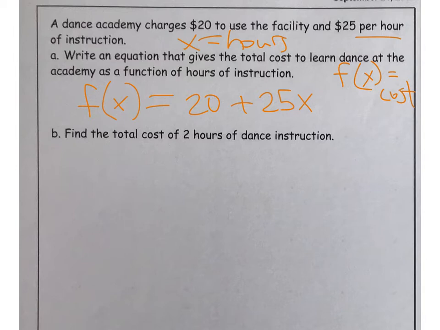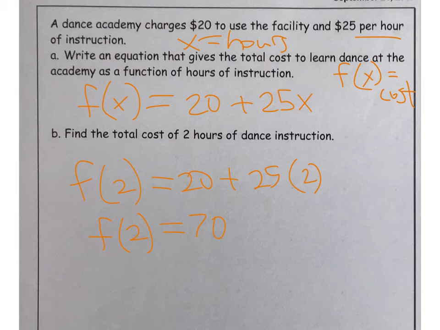So now to figure out the total cost of 2 hours of instruction, that would be the function's value when it's 2, so 20 plus 25 times 2. For 2 hours, that's going to be 50 plus 20, so it's going to be $70.